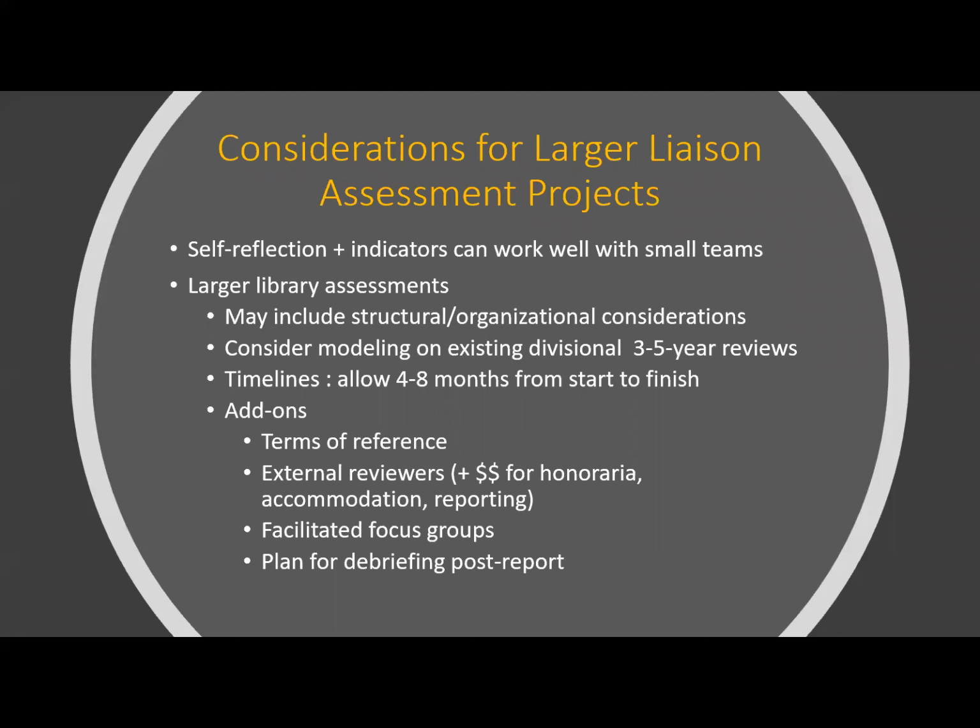I really like when larger institutions model on existing divisional 3 to 5 year reviews. So you take the model that is used by your provost in assessing academic divisions, and you use that as a guidance document for your own model. I did this at the University of Toronto. It helps with buy-in, because if it works for the faculties and divisions, it should work for the library. We often consider ourselves an academic unit, and we want to abide by the same principles and practices as the divisions.